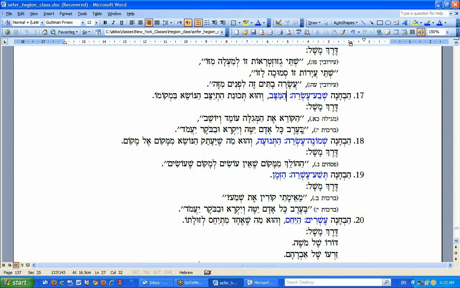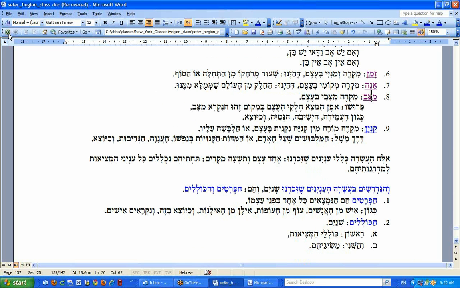Be'erev kol adam yateh v'yikore v'boker ya'amod. According to Shammai, in the evening, a person should lie down. That should be his position. Saying Kriyat Shema in the morning, he should say Kriyat Shema standing up. So that's the position that he's in the place that he's in.